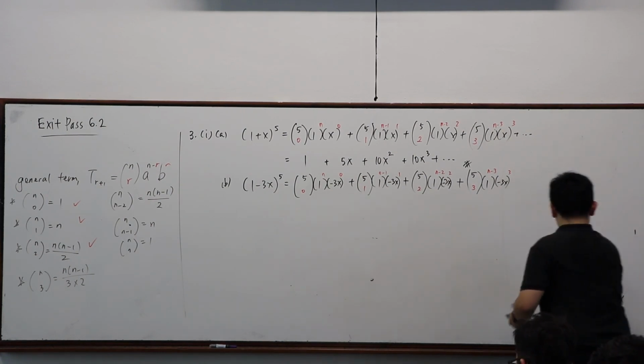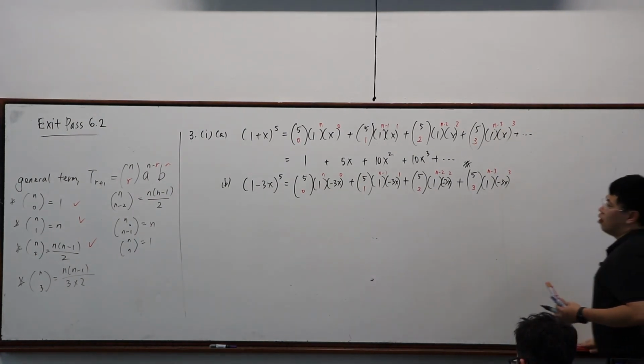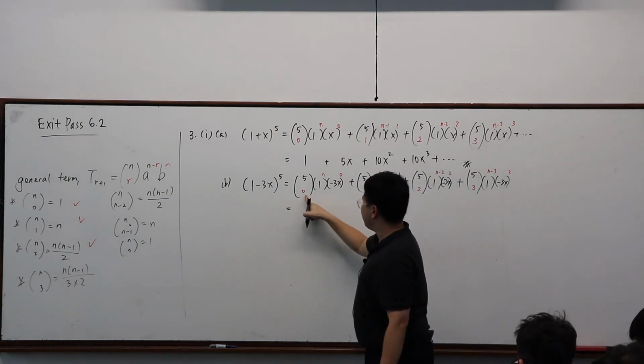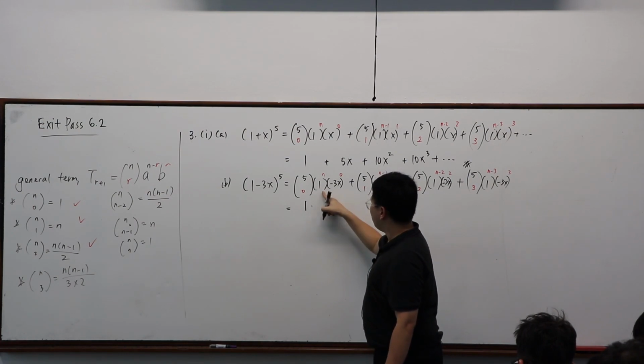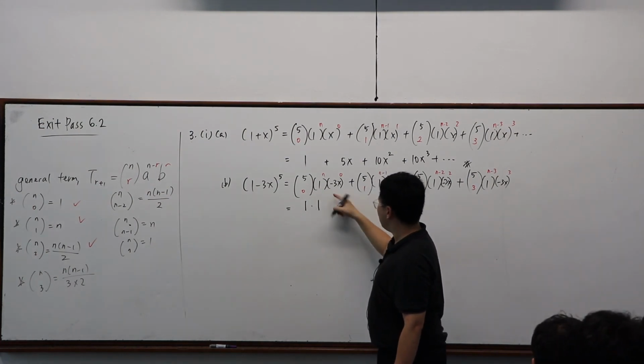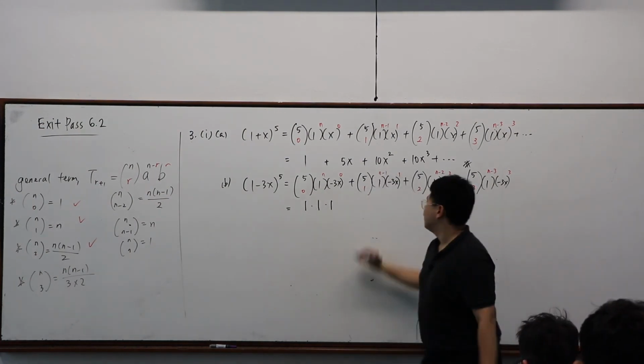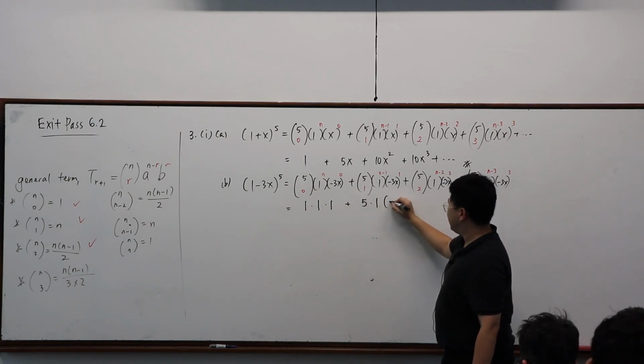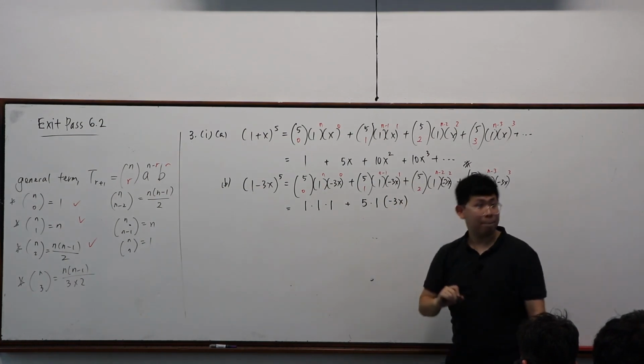Okay, next. Let's do some simplifying first. 5 choose 0 is 1. 1 power n is 1. This one is also 1. Next one, 5 choose 1 is 1. 1 to power anything is 1. This one is negative 3x.